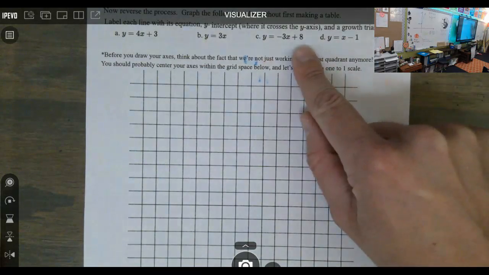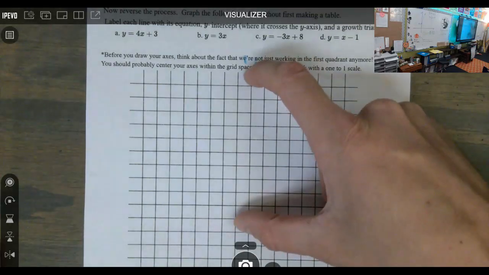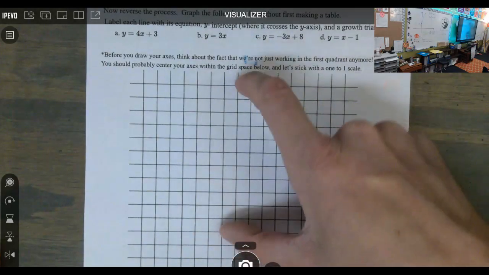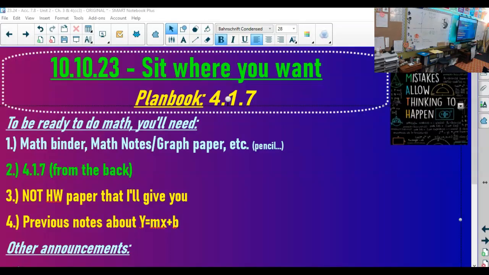You'll want to make sure that you can at least get up to a positive 8. If you don't put your x-axis far enough down to reach a positive 8, that's going to be an issue. All right, dive in. This should be a day where I can just walk around, let you guys work, and see what issues we have.